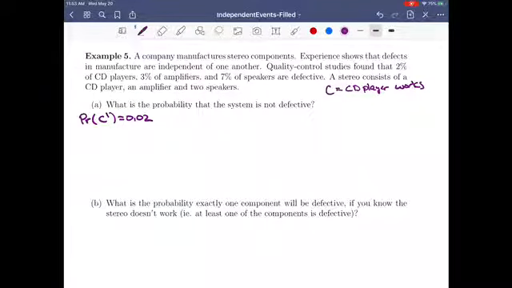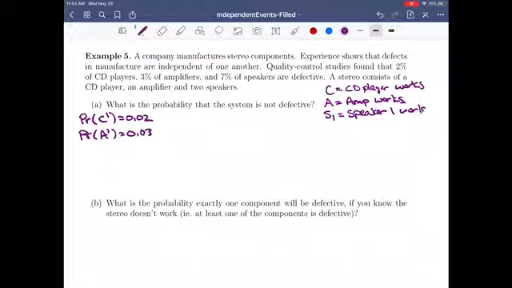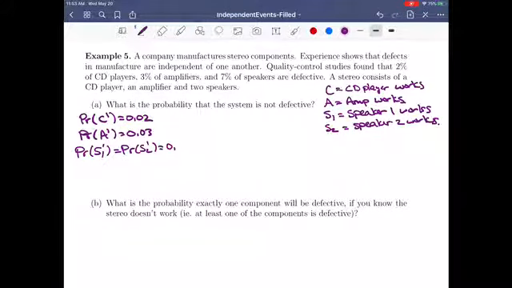3% of amps are defective, where A is that the amp works. So the probability of the complement is 0.03. And 7% of speakers are defective, and there are actually 2 speakers. S1 is that speaker 1 works, and S2 is that speaker 2 works. The probability of speaker 1 complement is the same as for speaker 2 complement. They're both 0.07.